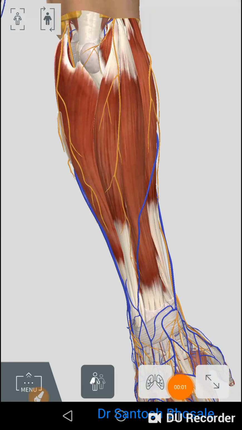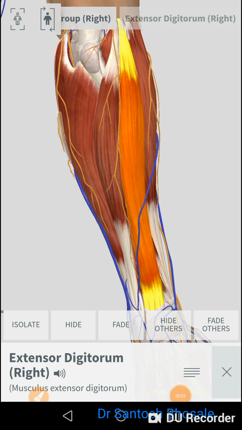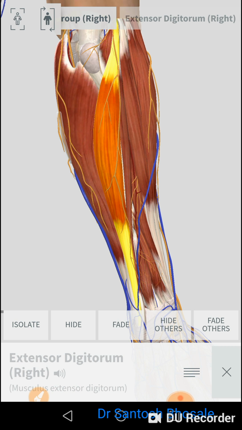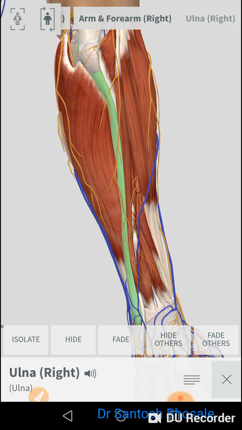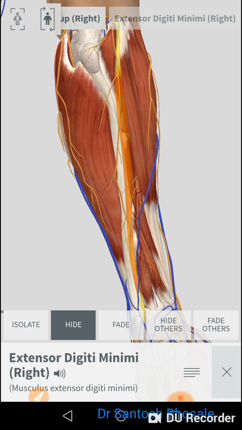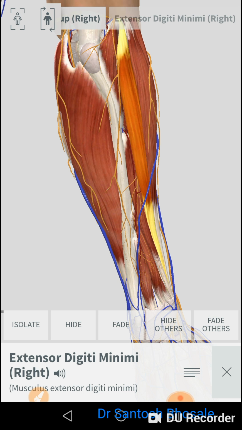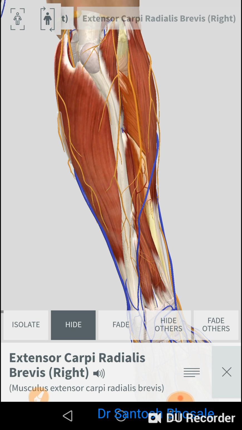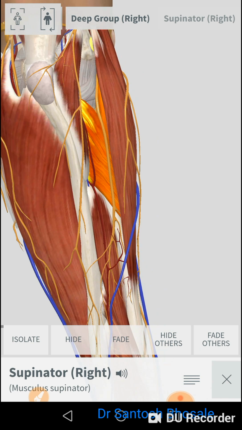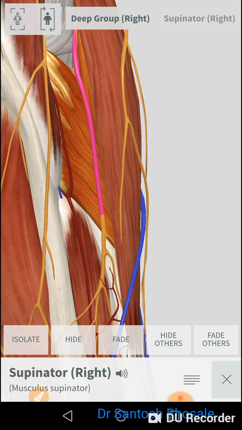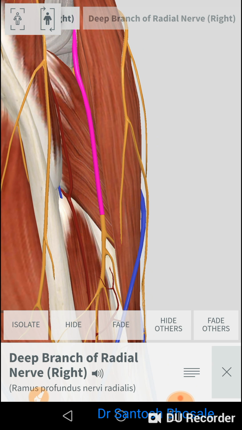So if you take out these superficial muscles here, especially extensor digitorum, extensor carpi ulnaris and extensor digiti minimi, here we will see the deep muscles. So here you can see the deep muscle. You can see the posterior interosseous nerve above it. I told you it runs between the plane of the superficial and deep group.